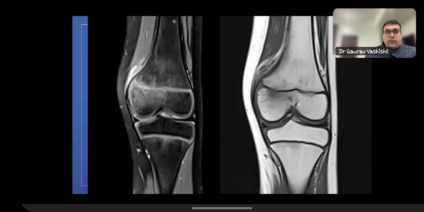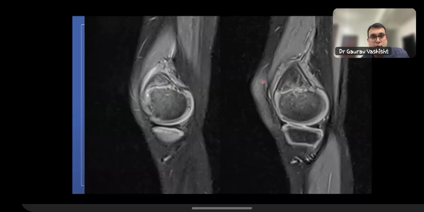Anyone who wants to give your views, you can feel free to write it here in the chat box. I'll give you 15 to 30 seconds. What all can be the possibilities in such a case? These are subsequent images, sagittal sections. So remember, there's no trauma.